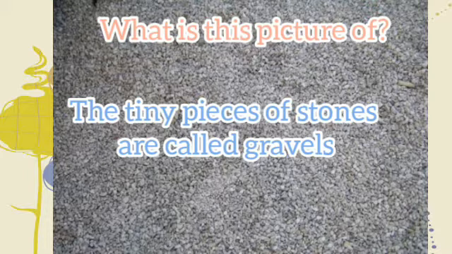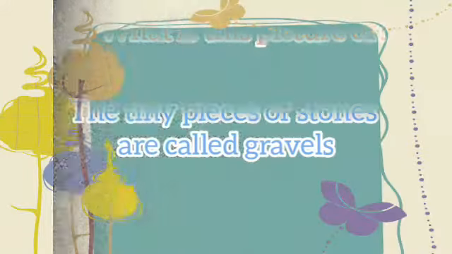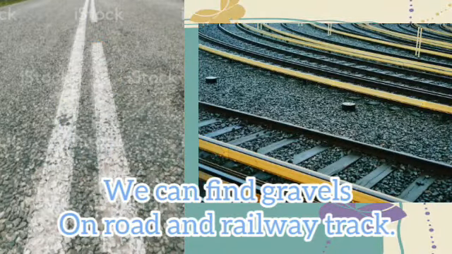These tiny stones that are gravels, we can find them on the roads and on the railway track. Yeah? Think back to when you had been down on the road. Did you see the tiny pieces of stones? So now next time, when you see those tiny pieces of stones, you will tell that they are gravels. And all those who have traveled by the train, you all have surely seen a railway track. Those tiny stones on the railway track, they are called gravels.